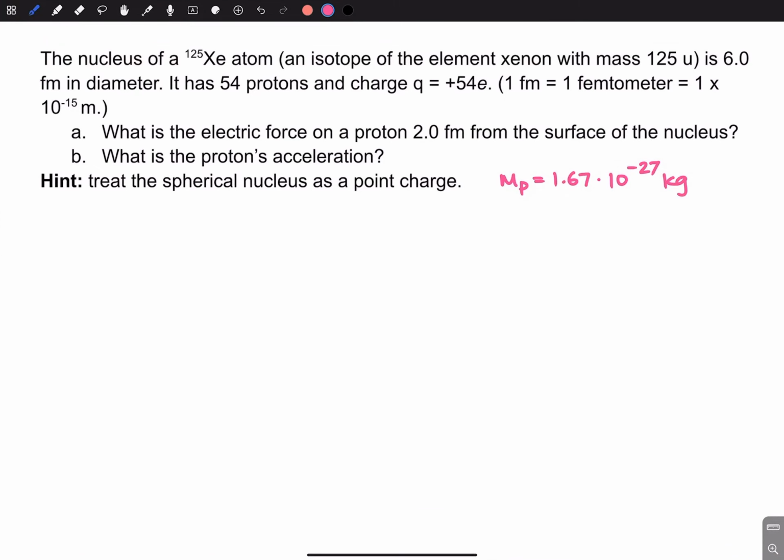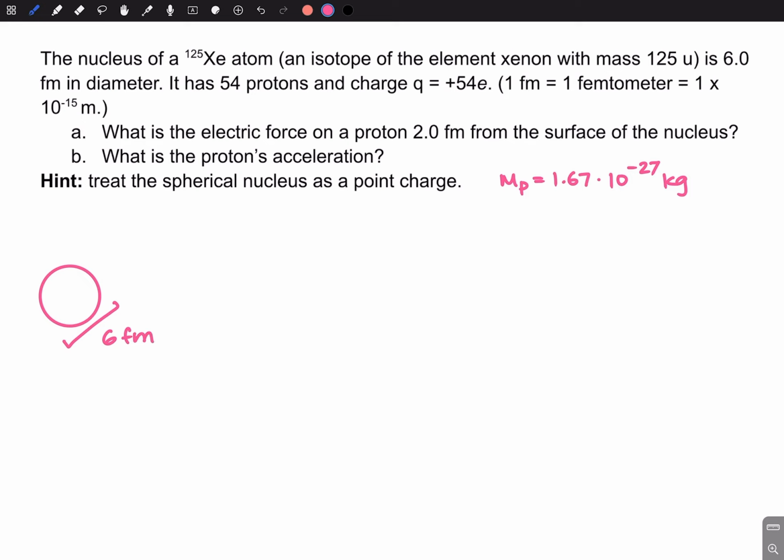The nucleus of an isotope of a xenon atom is 6 femtometers in diameter. It has 54 protons and a charge Q, which equals 54e. And e is just the charge of a single proton or a single electron. Okay. What is the electric force on a proton 2 femtometers from the surface of the nucleus?